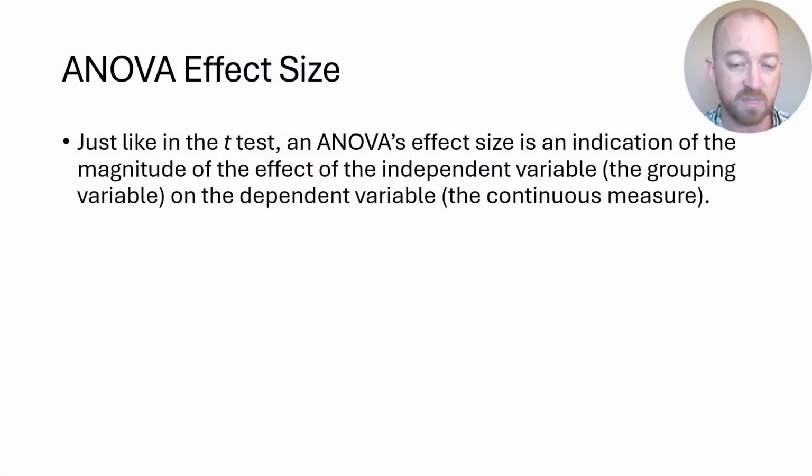So an effect size measure is the exact same thing for an ANOVA as it is in something like a t-test or anything else. It is some measure of the size of the effect of the independent variable on the dependent variable. In this particular case, of course, a one-way ANOVA, the independent variable is the grouping variable. It's a categorical variable or sometimes ordinal variable. And then the dependent variable is the continuous measure that we've used.